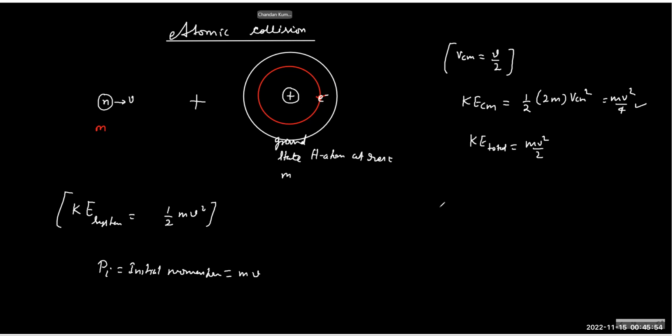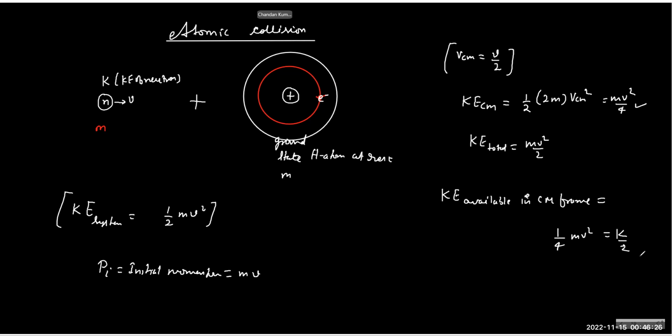So we can write kinetic energy available is one by 4 mv square. Yes or no? Yes, sir. If I assume the kinetic energy of the neutron is k, I can write this also as k by 2. Yes or no? Yes, sir.